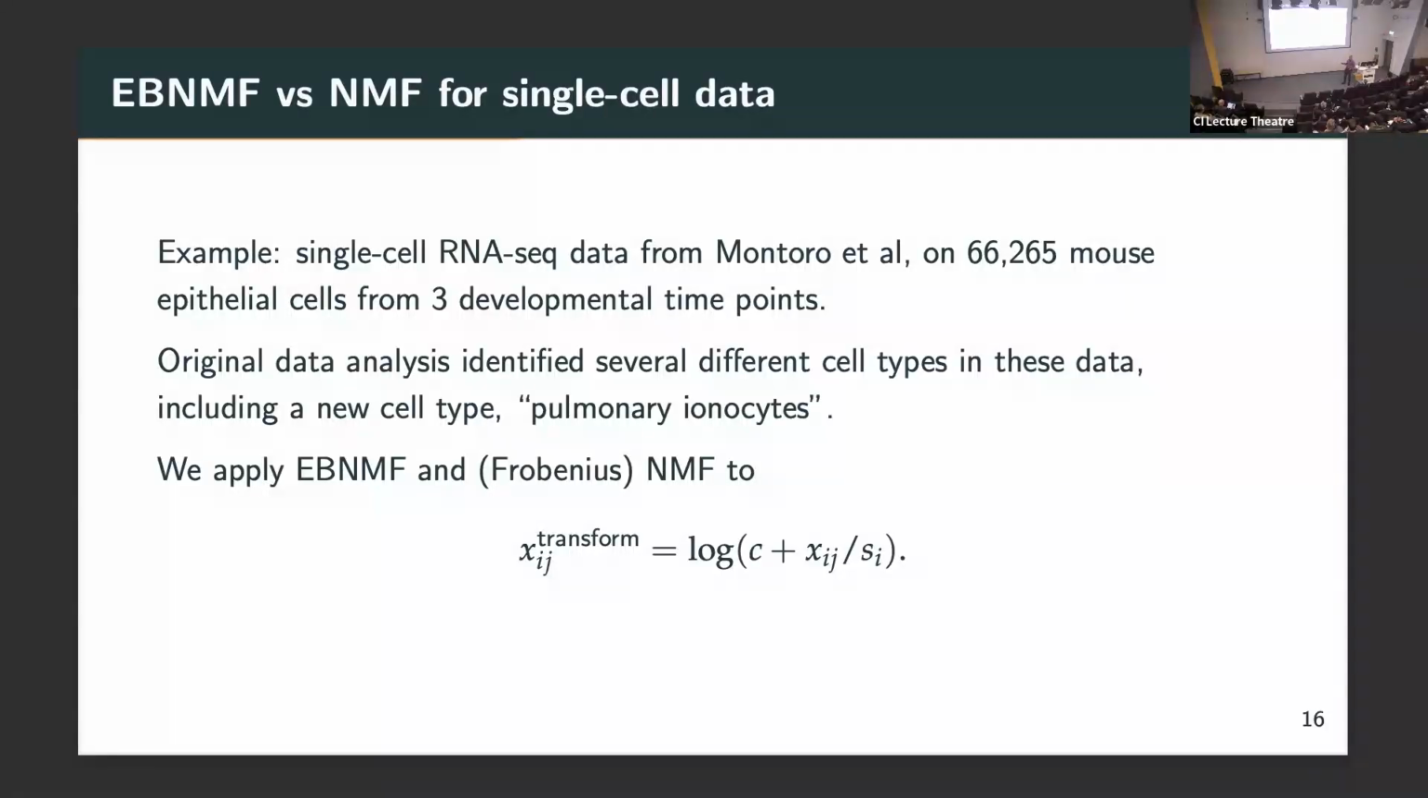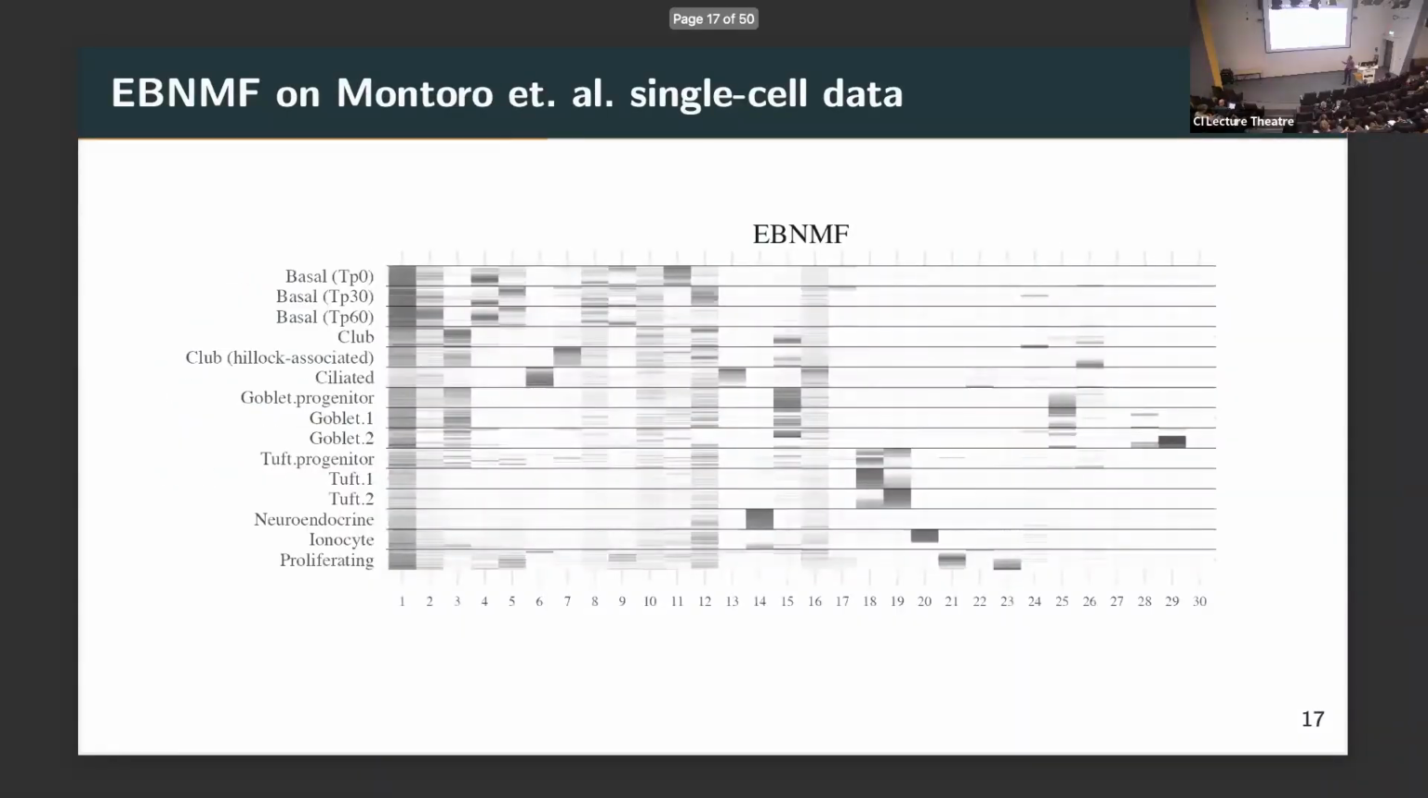So we do a transformation, and we'll come back to that later as well. But that's what we did here, just for completeness. It's a standard transformation that's often used in single cell analysis, which is essentially a shifted log. So these are the results from eBNF.